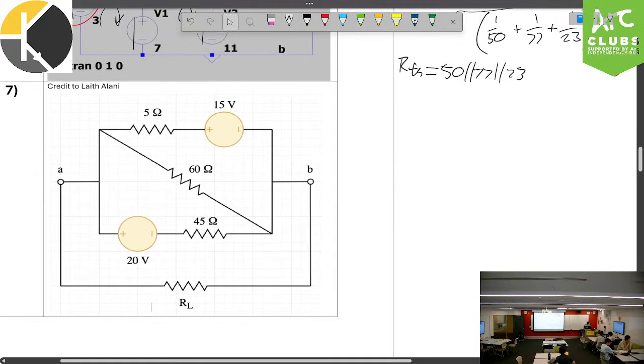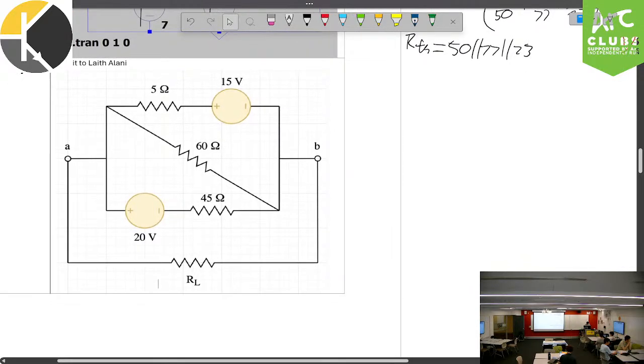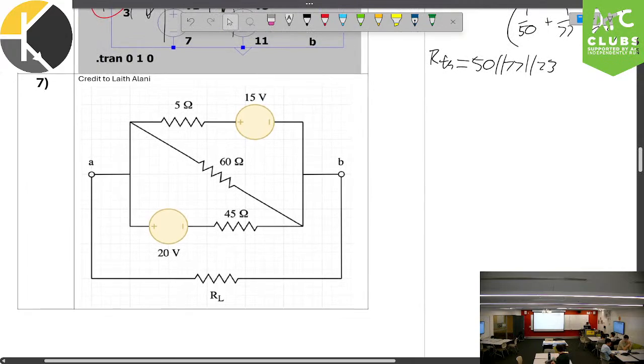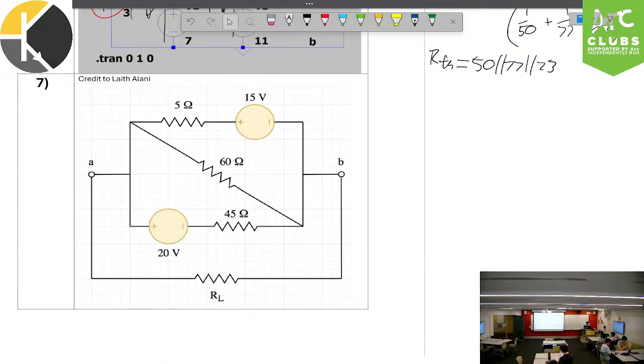So for this problem, the thought process is fairly similar to what we've done before. As you can see, we've got 2 independent sources and we don't have any dependent sources, and so as a result it's prime for the first method. What we can do is that we can easily find RTH, or the Thevenin resistance, so we might as well find that first. So in order to find the Thevenin resistance, we have to turn off all the independent sources.